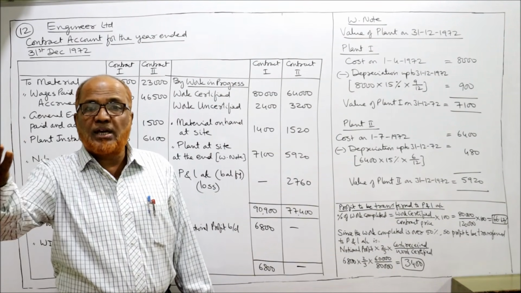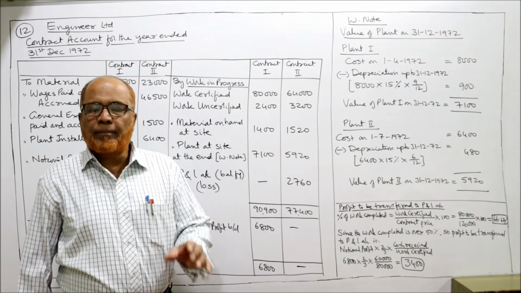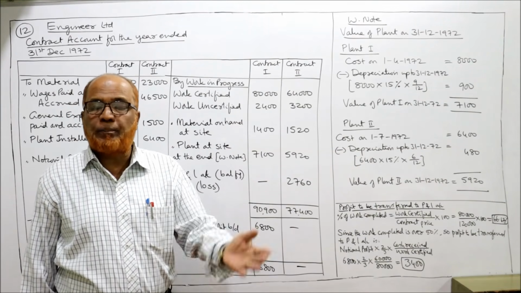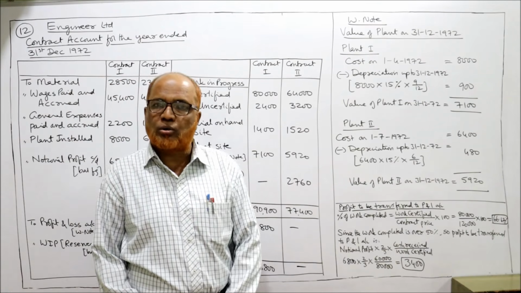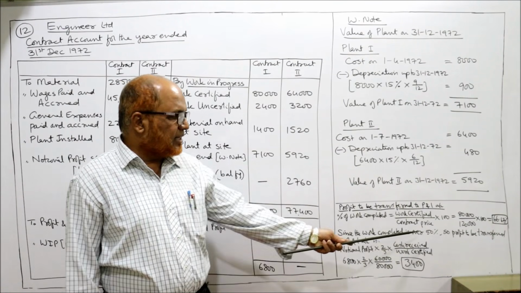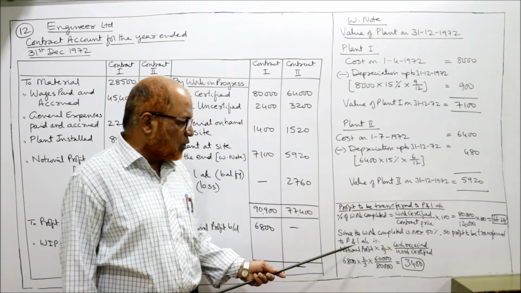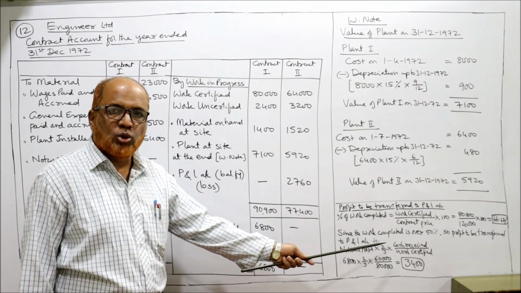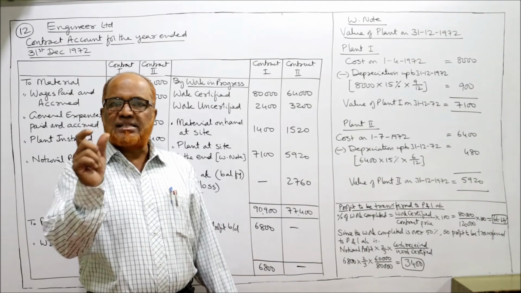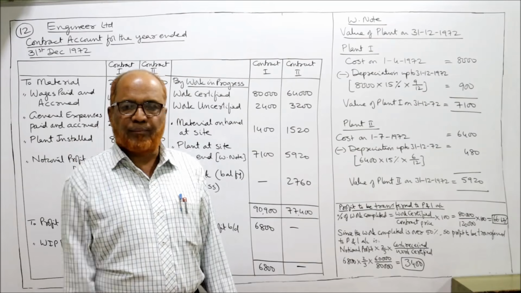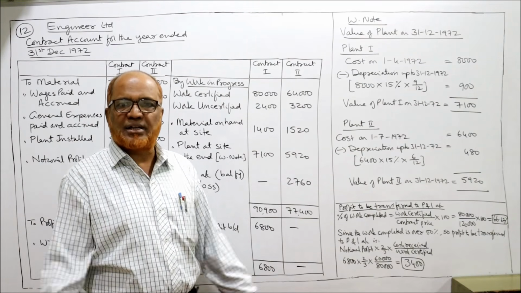So it is more than 50%. The work is completed more than 50%. So 2/3 of the profit should be transferred to P&L account. Since the work completed is over 50%, profit to be transferred to P&L account is notional profit into 2 by 3 into cash received by work certified. Percentage of cash received is not given. So we can apply this formula, we'll get the same answer.